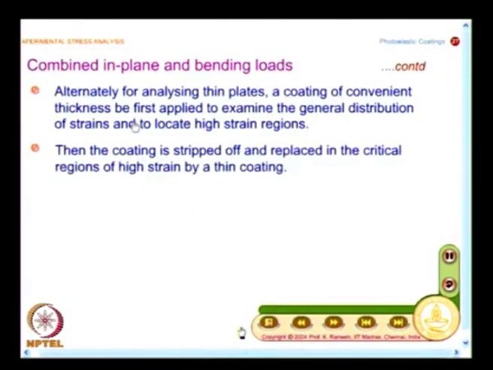For analyzing thin plates, a coating of convenient thickness is first applied to examine the general distribution and to locate high strain regions. Then the coating is stripped off and replaced in the critical regions of high strain by a thin coating. So, this is a generic procedure. For any problem, if you use a very thin coating, you do not have to worry about the correction factor. The correction factor becomes very important when the thickness is significant.